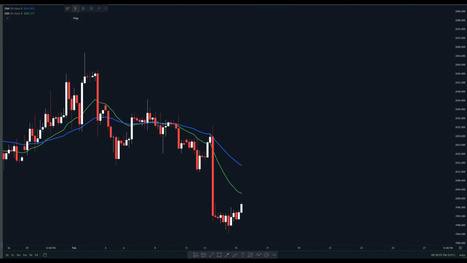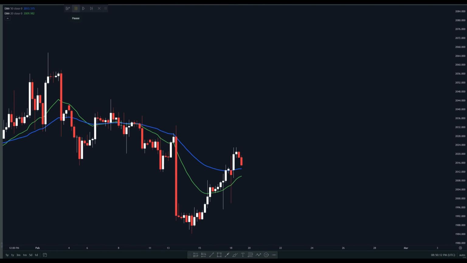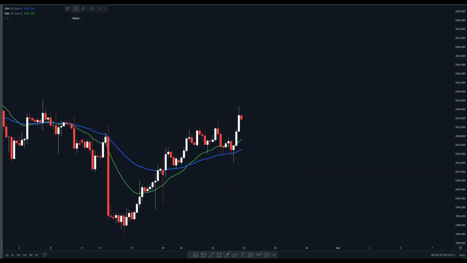Here's an example. The price is currently below the moving averages, so we are in a downtrend. To identify a trend shift, we will wait for the 50 moving average to cross 20 moving average to the downside. And here's a crossover of 50 moving average. According to moving average rules, the trend has been shifted to the upside. Let's see what happens.